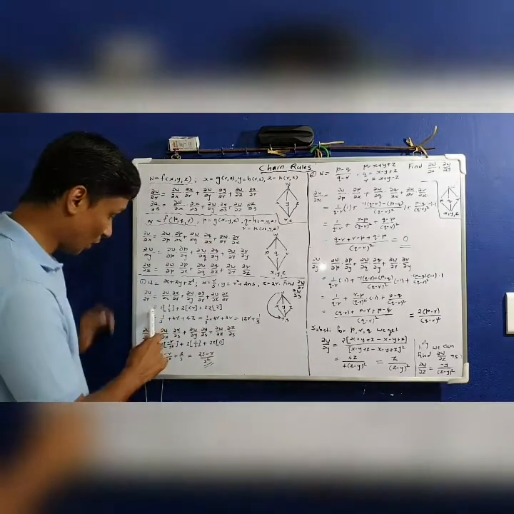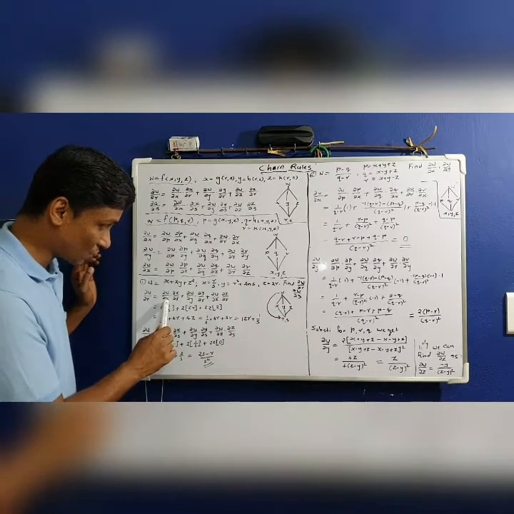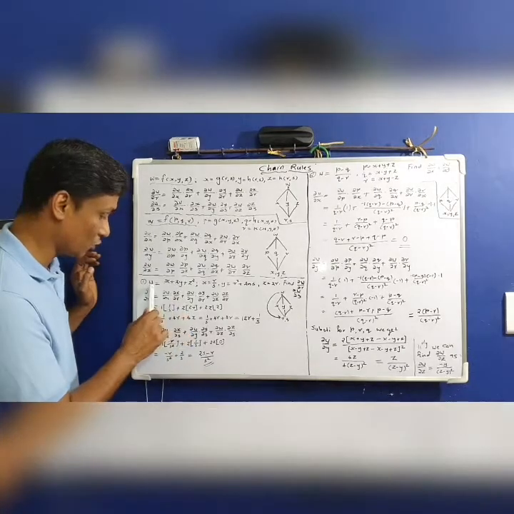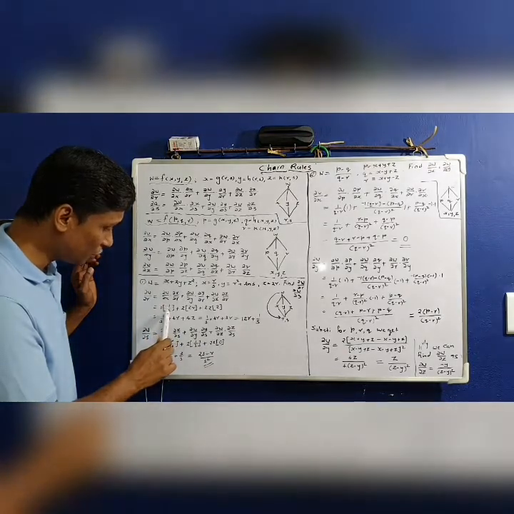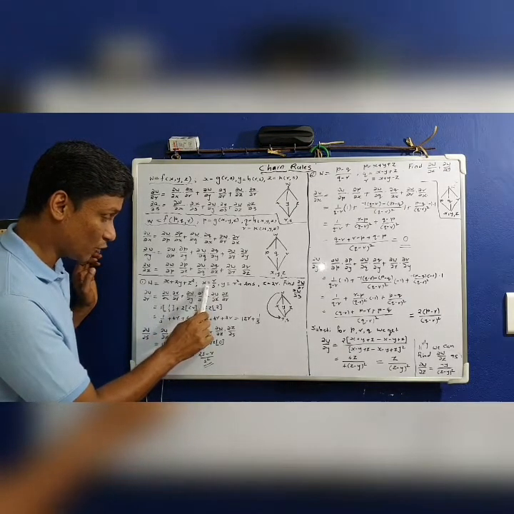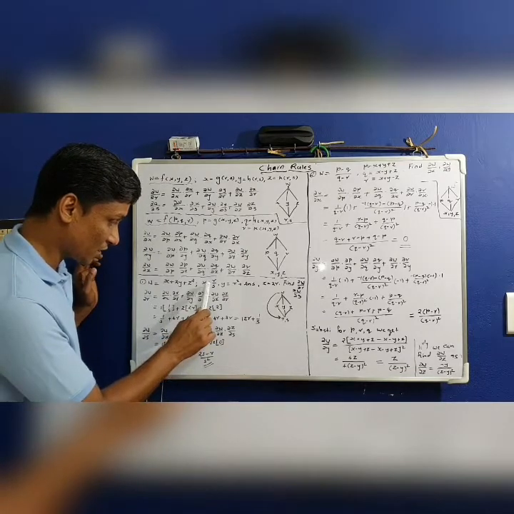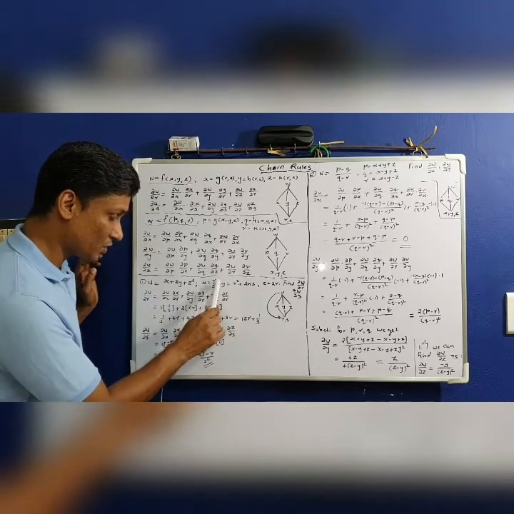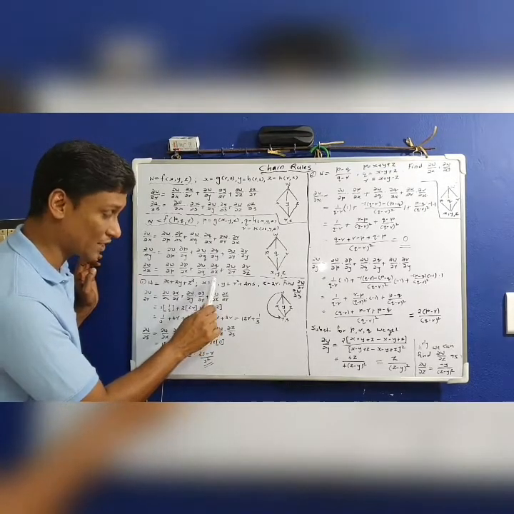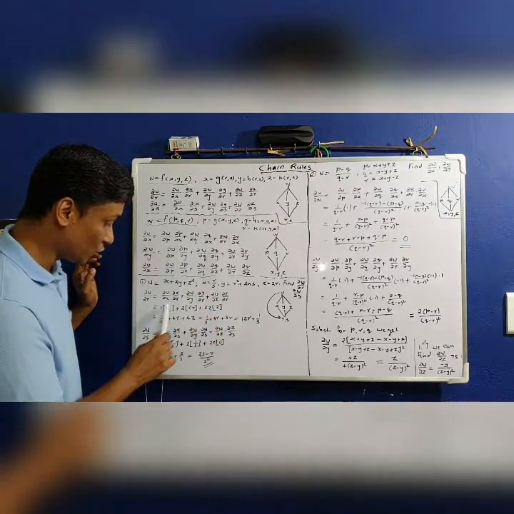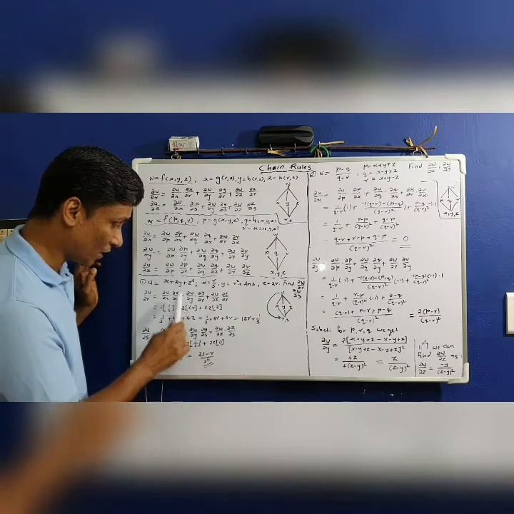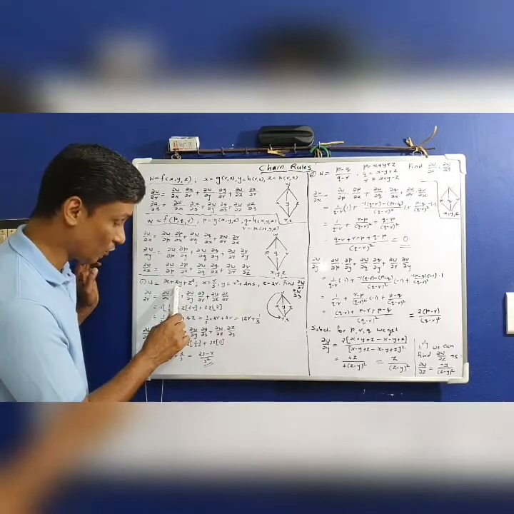Now ∂w/∂r equals ∂w/∂x. W is x + 2y + z², so ∂w/∂x is 1, into ∂x/∂r. Since x = r/s, the differential with respect to r is simply 1/s. So 1 into 1/s, plus ∂w/∂y, which is 2.